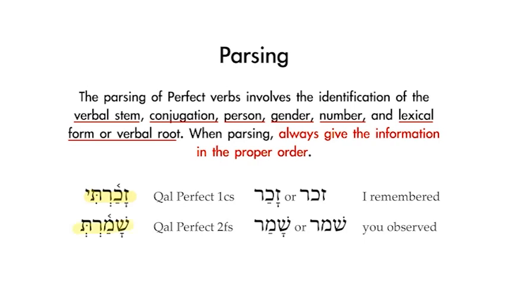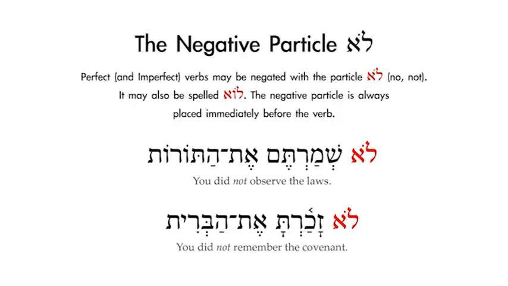With our second example, shamart, we have the Cal Perfect 2FS from shamar, or simply shin, mem, resh. You observed. Again, we begin with the stem, we follow it with the conjugation, and then the person, gender, and number with lexical form or verbal root. Always use that system. Finally, we come to the negative particle lo.